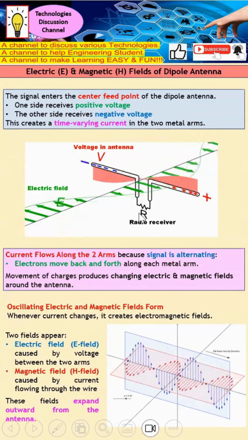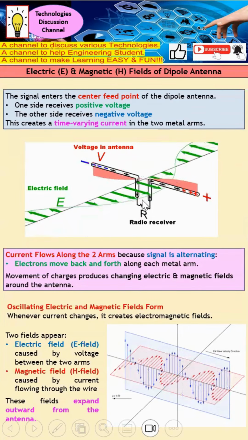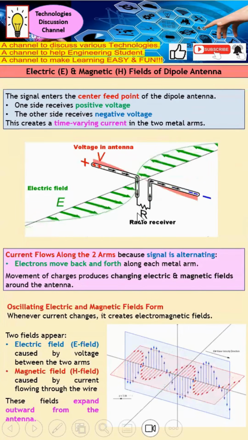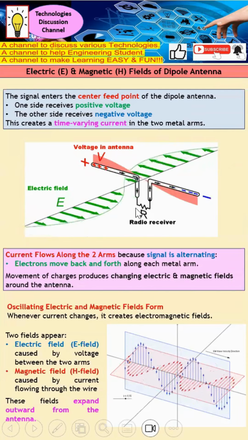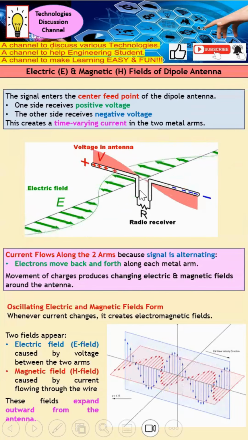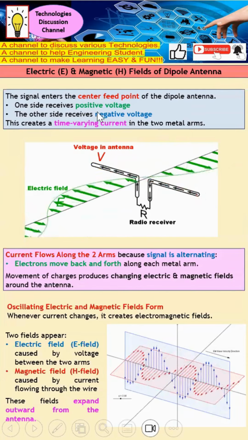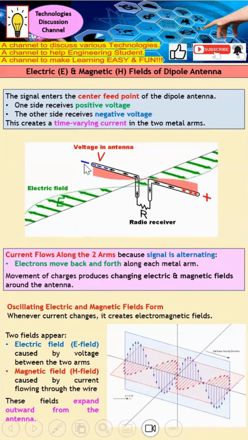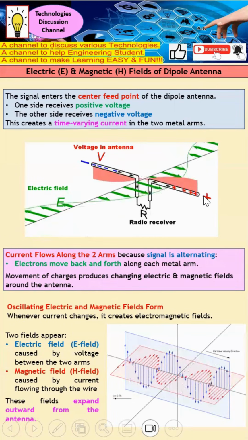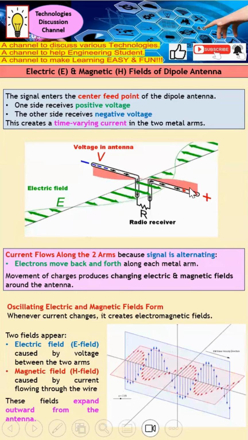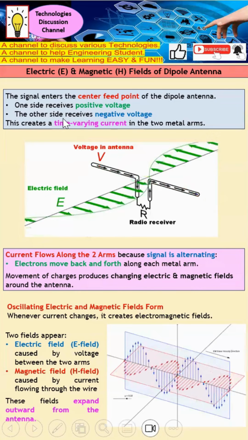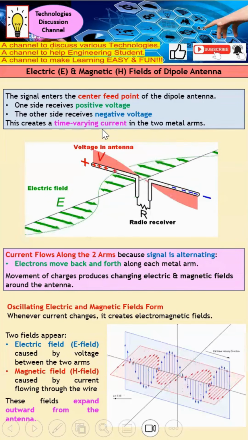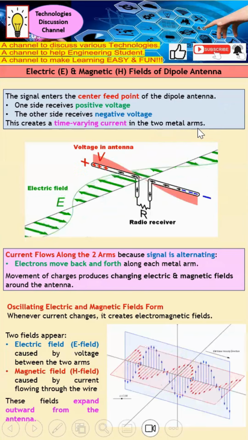For example, imagine this, instead of a receiver, as a transmitter. So for a transmitter, the signal enters the dipole antenna. One side will be positive, as you can see, and the other side will be negative. You can see that they basically toggle. This creates a time-varying current in the two metal arms.